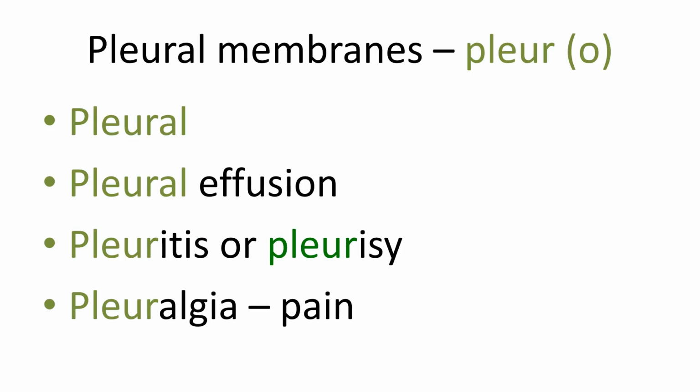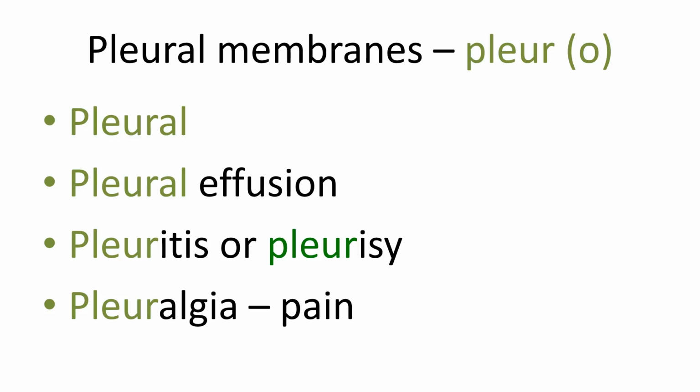Pleura or pleuro is referring to the pleural membranes. So round about the lungs we have the visceral and the parietal pleural membrane. The parietal pleural membrane is attached to the inside of the thoracic cavity. The visceral pleural membrane is attached to the surface of the lung, and between the two there is a negative pressure and a layer of serous fluid to facilitate expansion of the lung when the chest wall expands. So pleural remains to do with these pleural membranes.